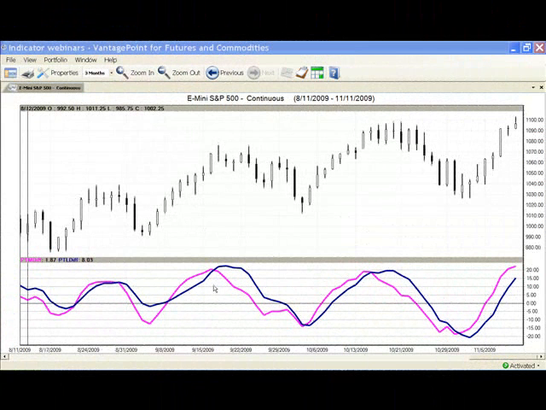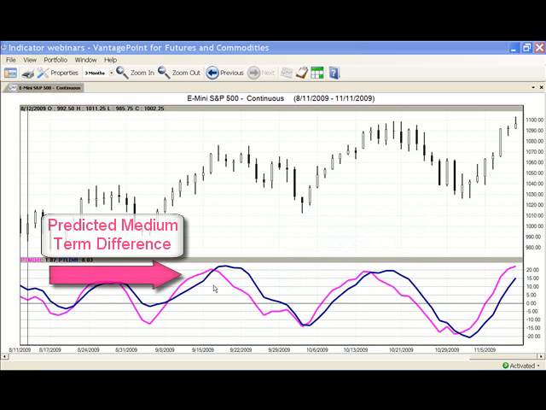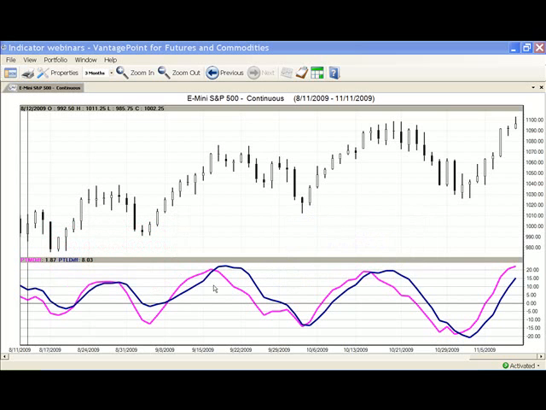The predicted differences in VantagePoint provide several important clues to trends and strength of trends. The first area we will look at is the crossover of the various time lengths in the predicted differences. As you can see on the bottom of the screen, we have the long-term predicted difference, which is the dark blue line, and the medium-term predicted difference, which is the pink line. The medium-term difference is comparing two medium-term moving averages. The long-term difference compares two long-term moving averages.